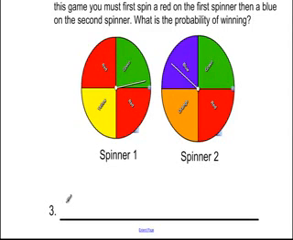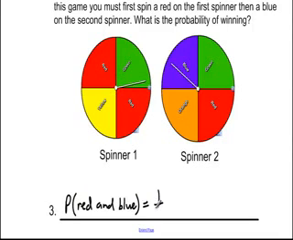So the first thing we've got, we're going to do probability of red and blue. Okay, now this one, they're actually going to be kind of independent of each other, because first one you'd say I've got 1/2, and then the second one you've got 1/4, and then you can just multiply, and you say, okay, 1 times 1 is 1, 2 times 4 is 8, so 1/8.